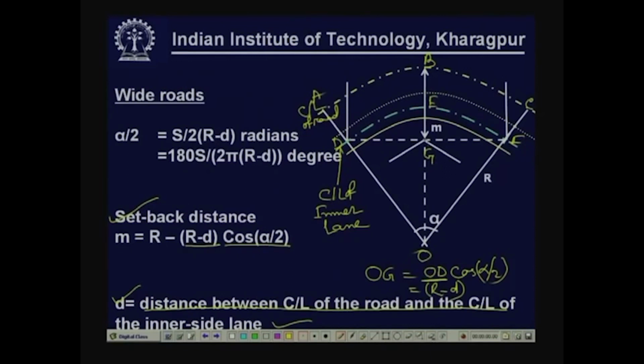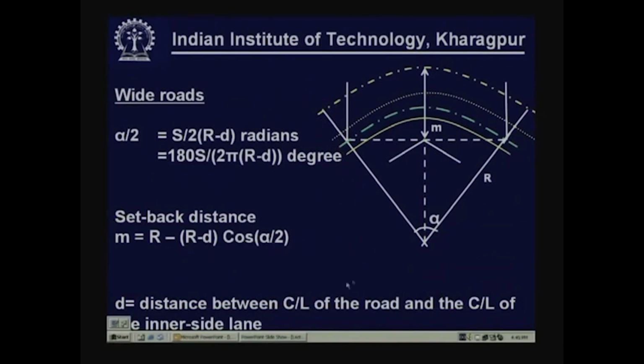So, this is the distance we are trying to find out. So, overall OB is nothing but R. Okay. So, setback distance is nothing but OB minus OG. So, OB is R, OG is R minus d cos alpha by 2. So, that is what gives you the setback distance for wider road.